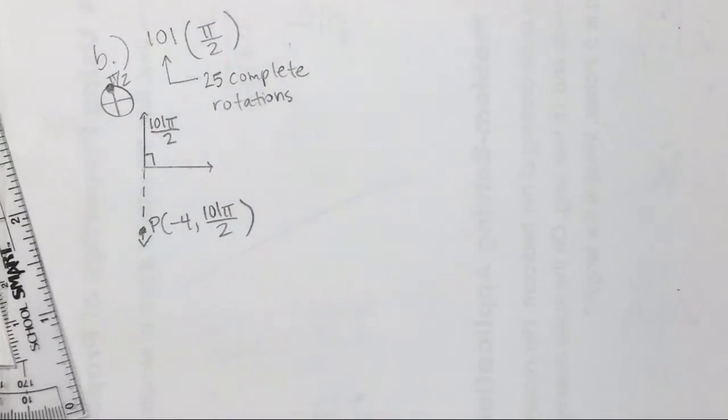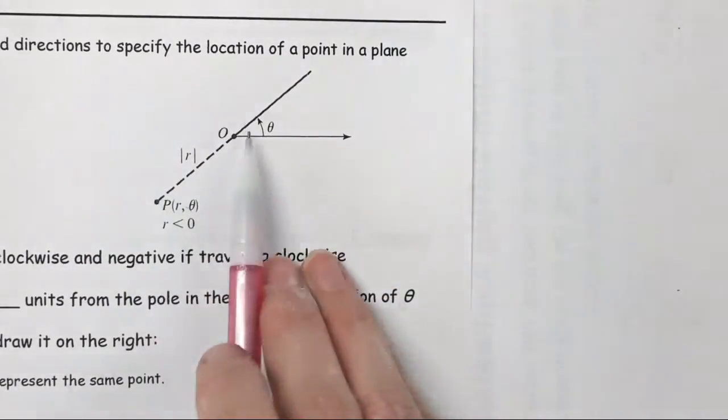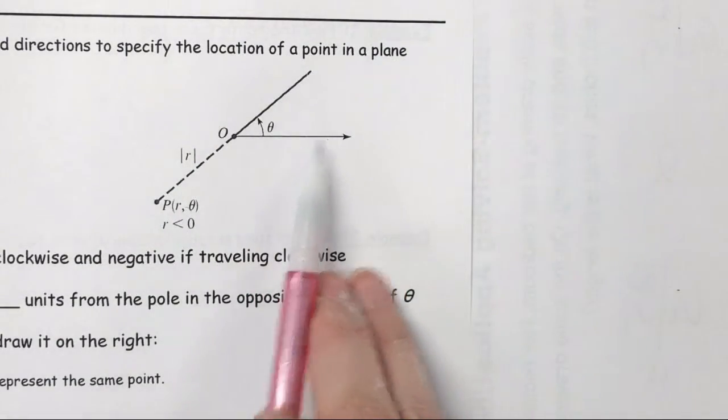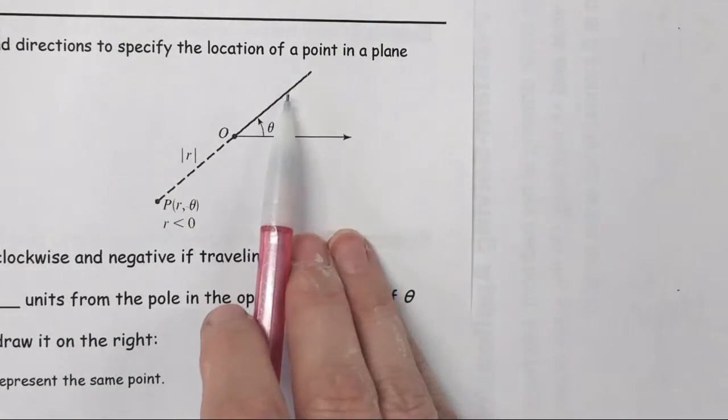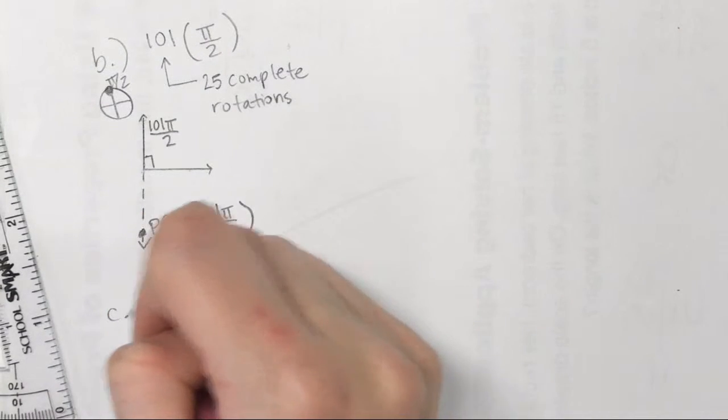So it's just like this picture, right? So if this is your negative picture, see how we have all of these? You have your polar axis, you have the line where theta is, and then my line where r is going to be. Okay, so it'll be just like that. All right, and then let's do C.